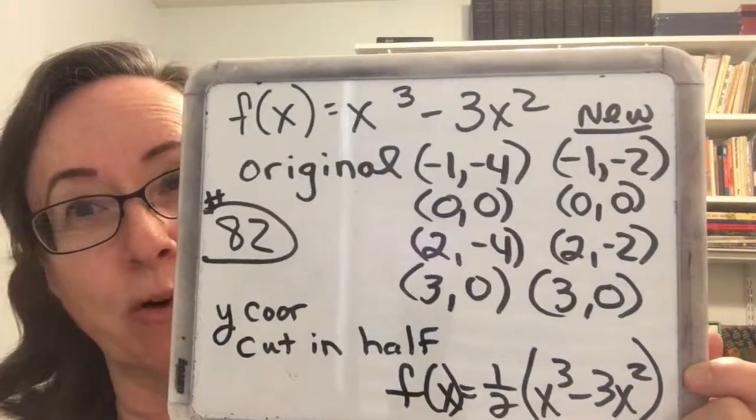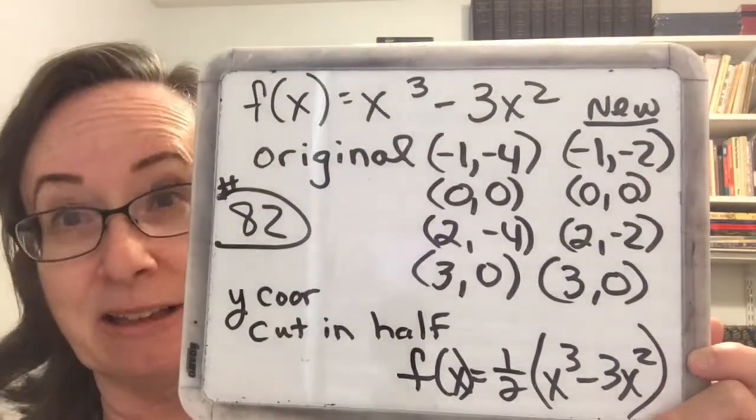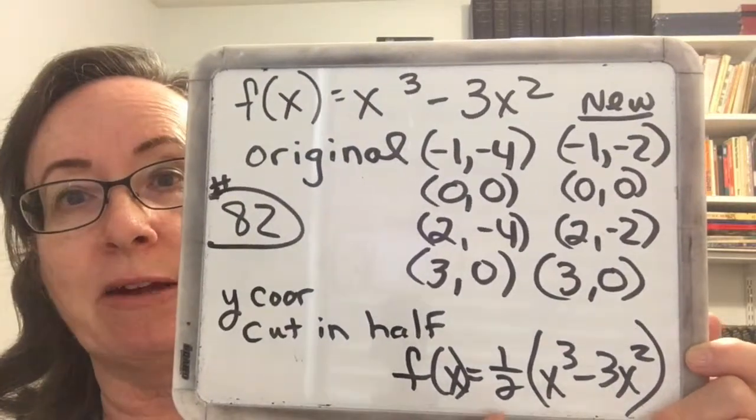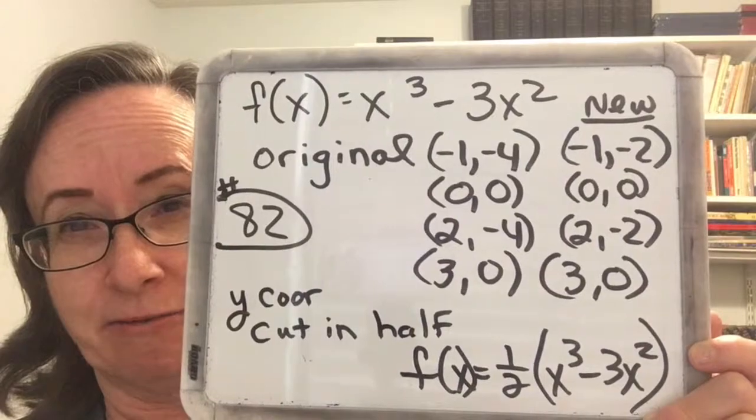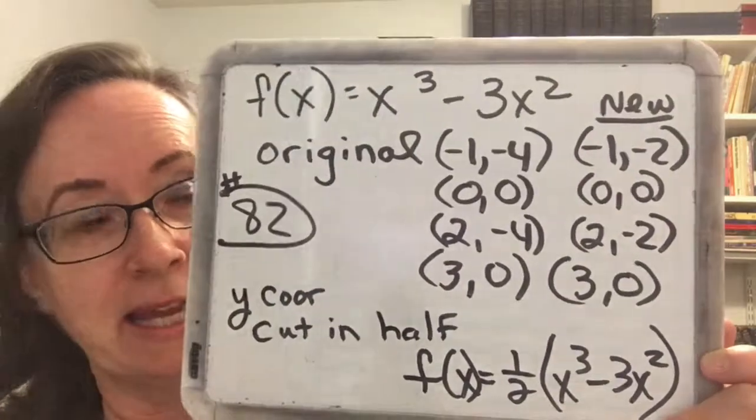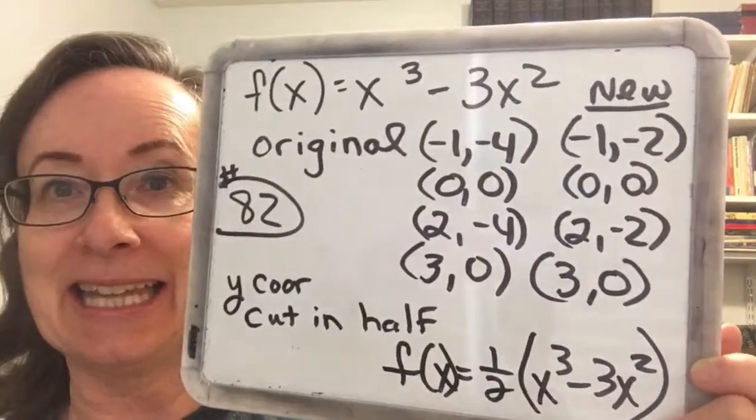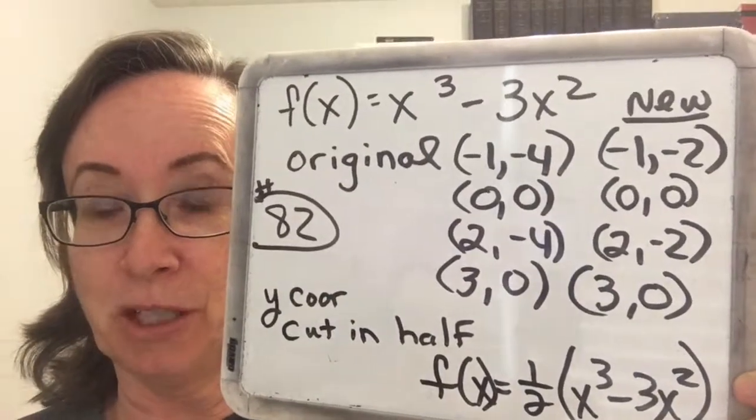Remember, if it's happening to the y coordinate, it's happening outside the function, which means that the 1/2 is outside the function and not inside the function. And that is the end of 2.5.